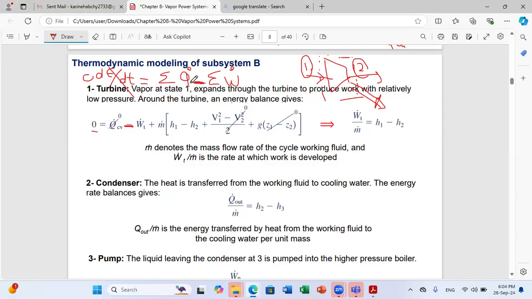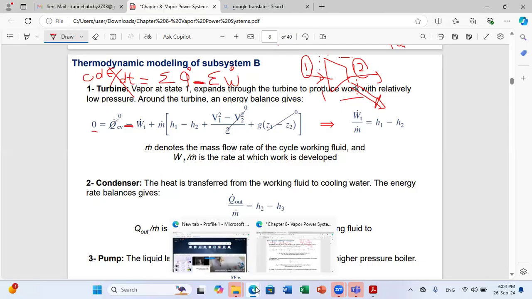So since we have considered the minus sign here, everything that is getting out will be accounted as plus, and everything that is coming in will be accounted as minus.